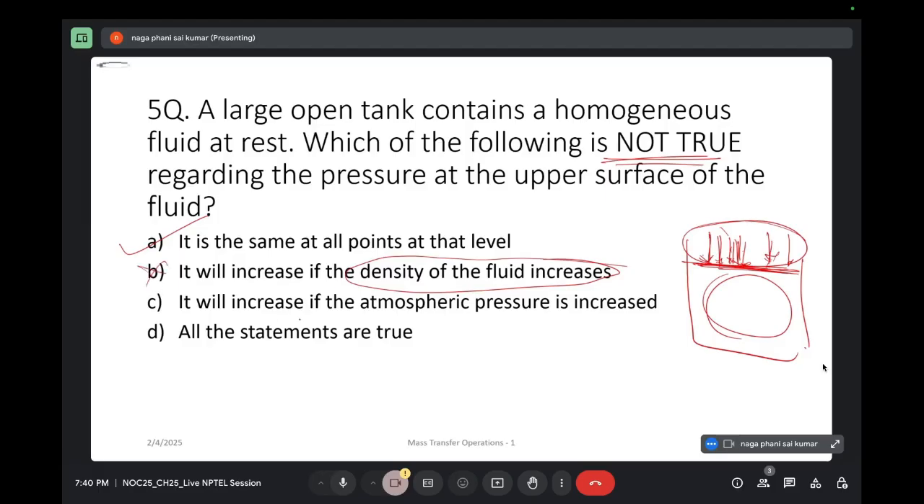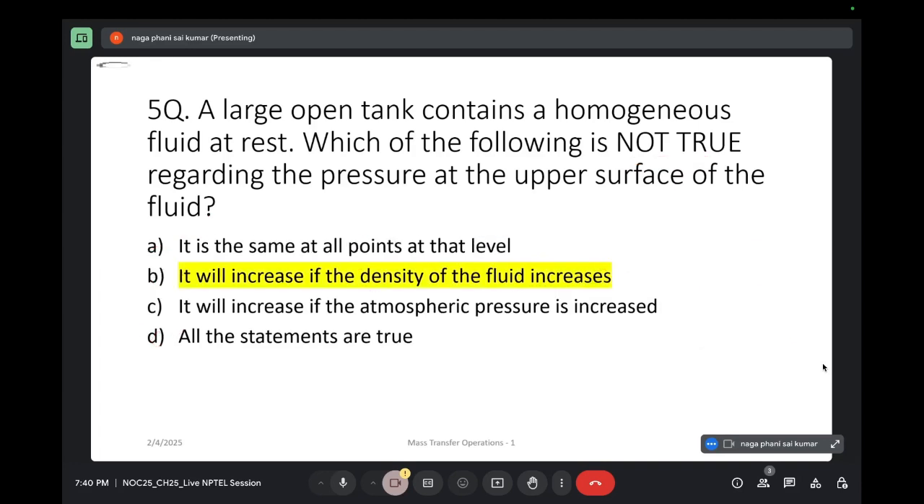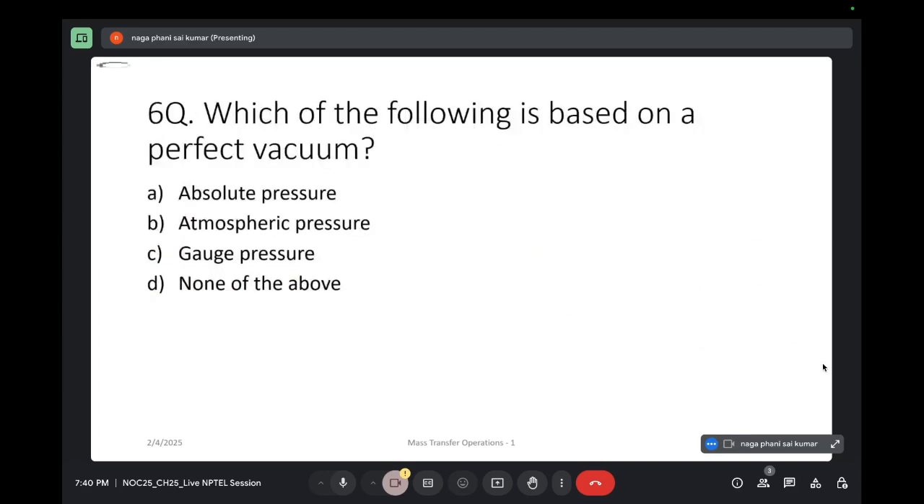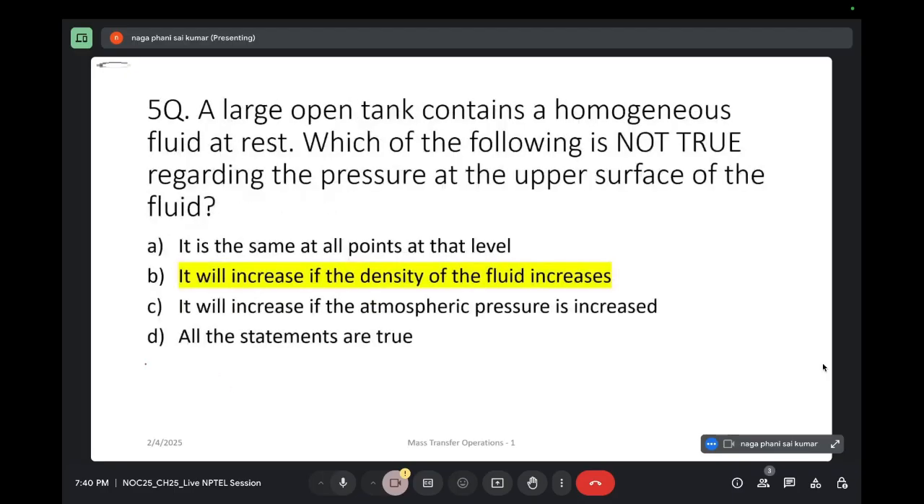And the third option is, it will increase if the atmospheric pressure is increased. This is true, because if the atmospheric pressure itself is changed, then obviously this pressure will also be changed, right? And all statements are true. This is again wrong, as all statements are not true. So it could be option B and C, but here we will only use B because that is the wrong statement, right? Okay, this is also correct.